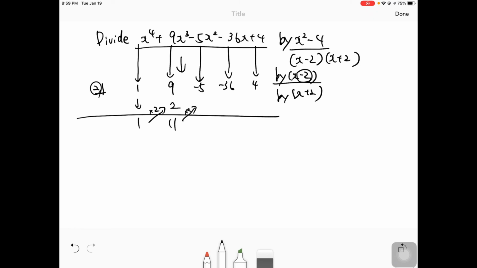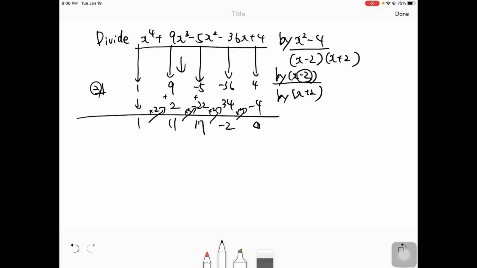And you multiply 2 by 11, 22. Negative 5 plus 22 is 17. And you multiply 17 by 2, 34, and negative 36 plus 34 is negative 2. Negative 2 times 2 is negative 4, which gives 0. So the remainder is 0.